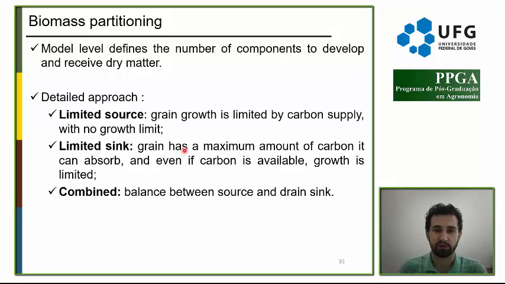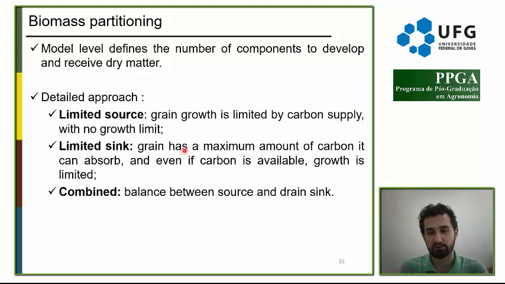In the limited source, the grain growth is going to be limited by carbon supply with no growth limitation. So if there is carbon available, the grain will continue to increase. However, in the limited sink, the grain has a maximum amount of carbon that can be absorbed, and even if there is carbon available, the growth is limited.